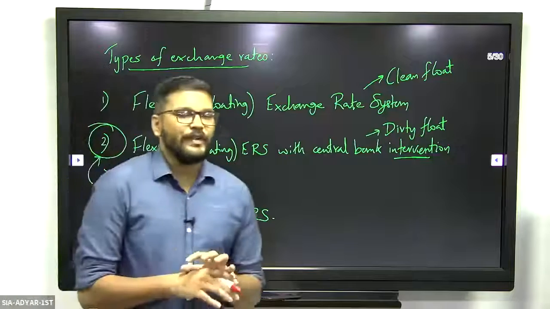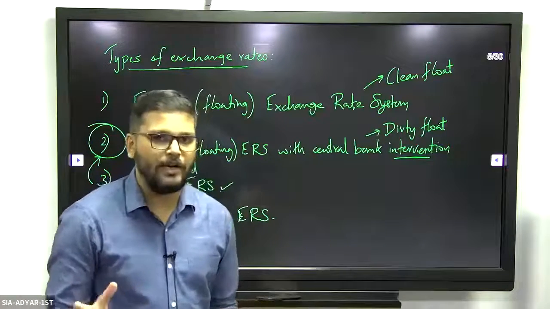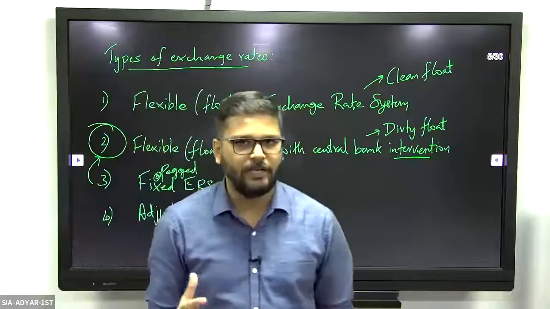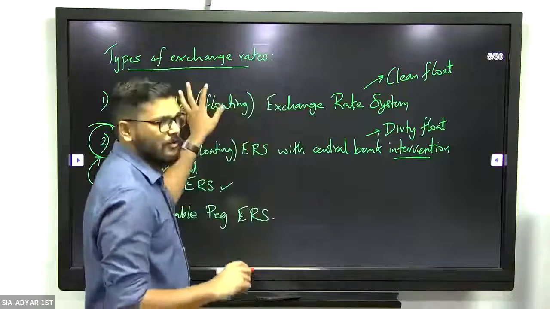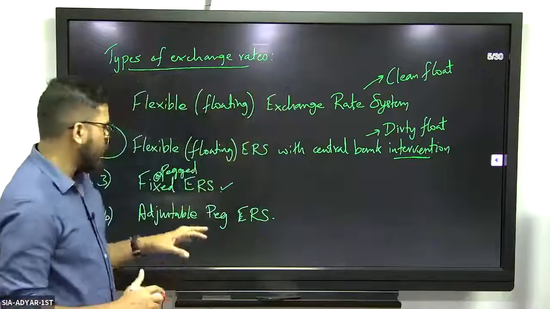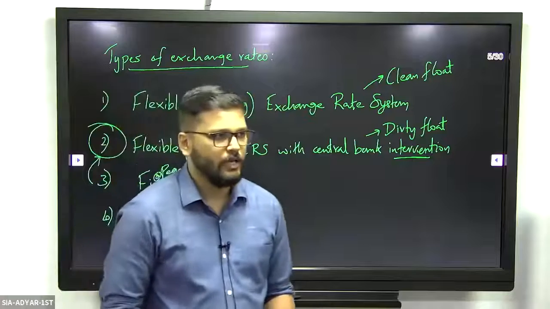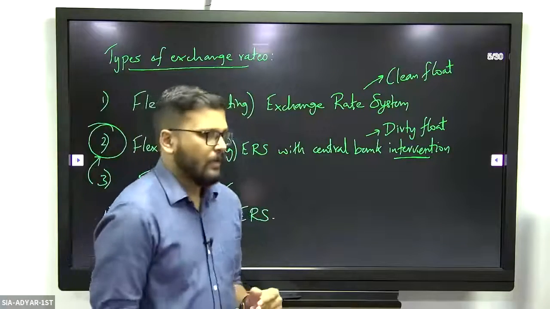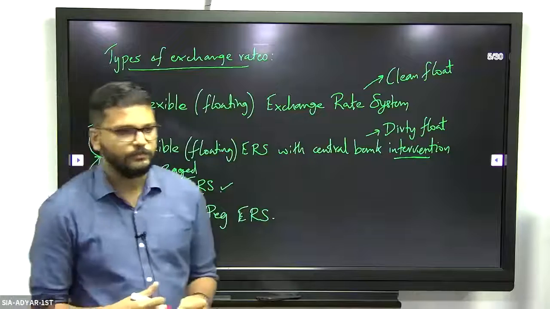I can't think of any country in the world which is following the first system, because everyone says at some point the country's priorities have to be considered and the central bank or the government will intervene. So there is some level of intervention in all the countries. There might still be a lot of countries which are following a fixed exchange rate system or an adjustable peg exchange rate system. There might be. We are currently following a flexible exchange rate system though.